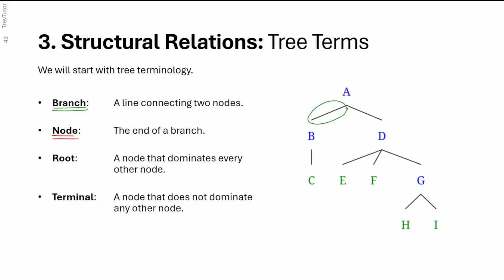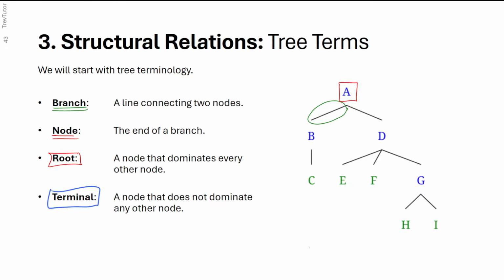So nodes have different types. The first type would be the root node. So the root node is the node at the top of the tree. It's the one where it has no parents. While terminal nodes are going to be everything that is at the bottom of the tree.